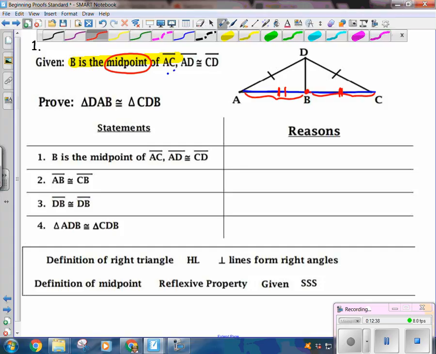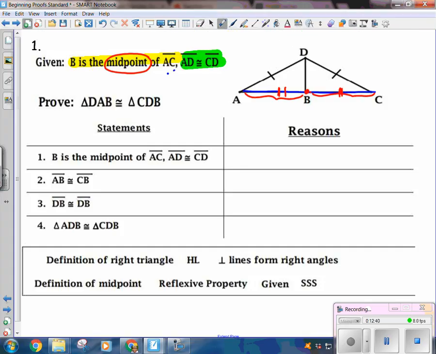The second part says AD is congruent to CD. A to D is right here and they've already got a mark, and C to D is right here and they've already got a mark. So they've already marked some of the information that they've given to me. I made my own marks because they just said it's the midpoint, and as a consequence of that, I know that the midpoint means that I'm going to have 2 segments the same.